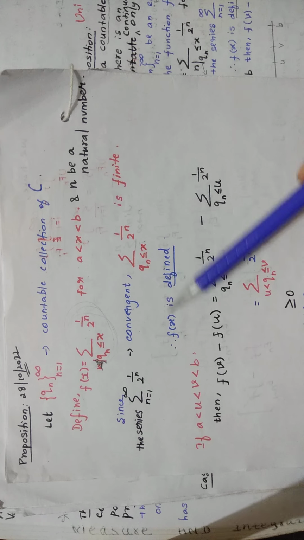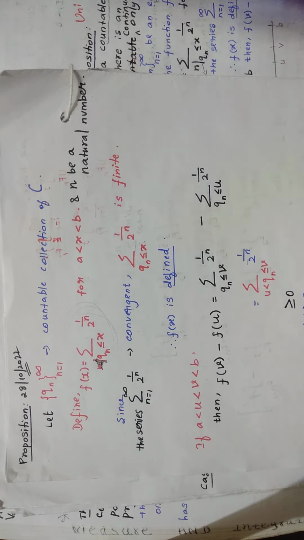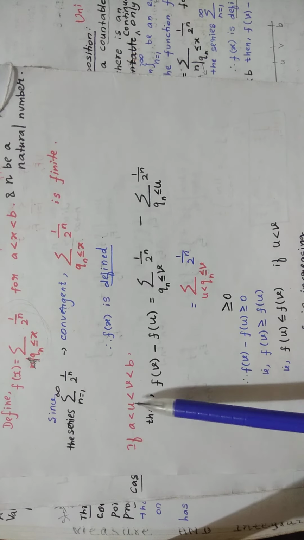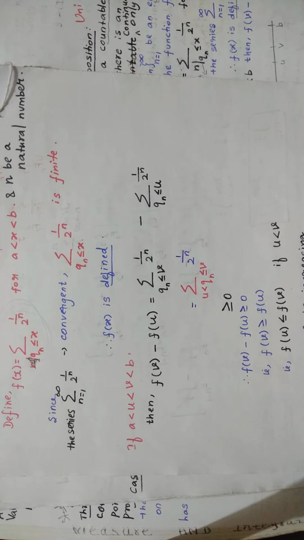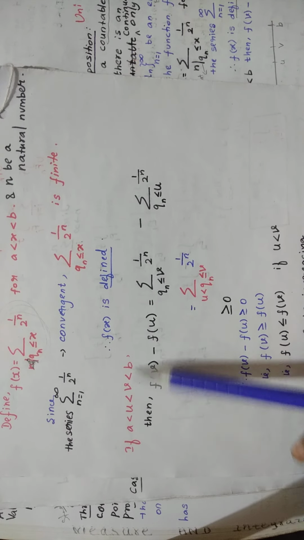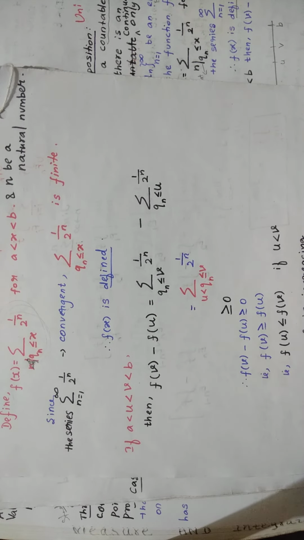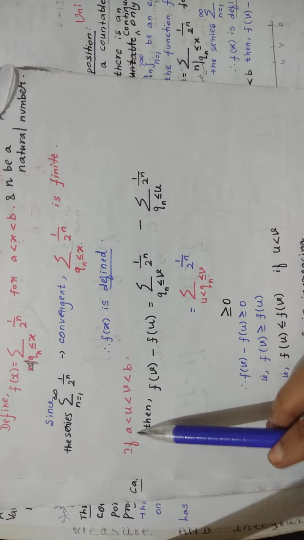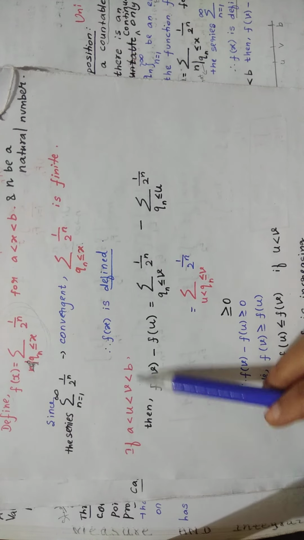Now what you are going to prove is that this f is increasing. To prove that, you are taking two elements between a and b, in this interval, that is u and v. That is what you come to know from this line: a less than u less than v less than b.